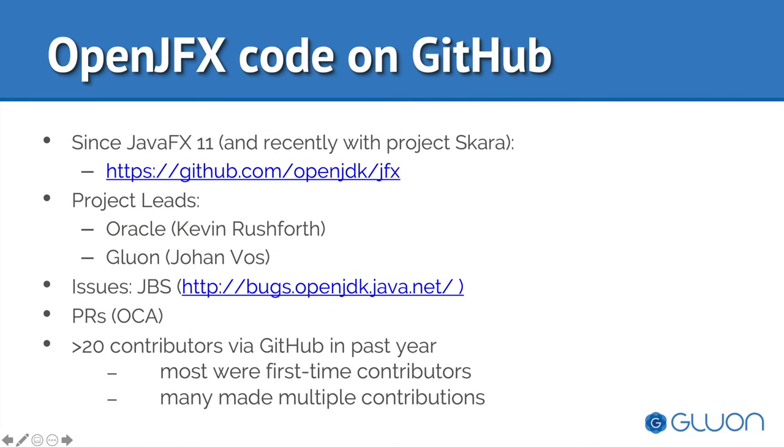So the code is on GitHub, and that is actually something that we started to do when JavaFX 11 was being created. We're currently at JavaFX 15.0.1, and recently with Project Skara, the URL has changed to github.com/OpenJDK/JFX. So once again, here we are under the OpenJDK umbrella. Project Skara is a project that delivers a set of tools that make GitHub work better with the typical flow that was already in place for Java development.